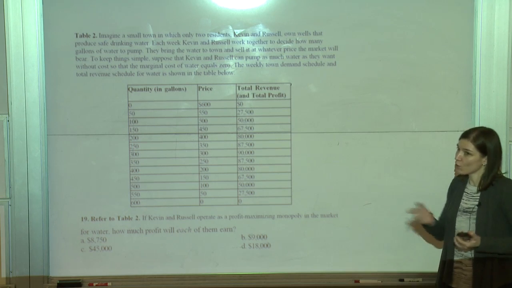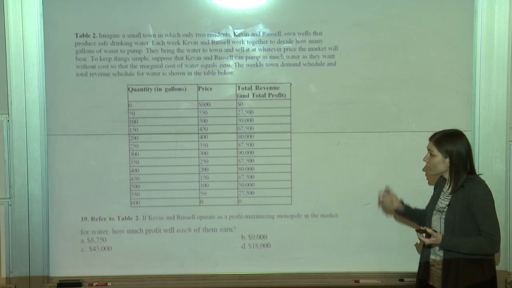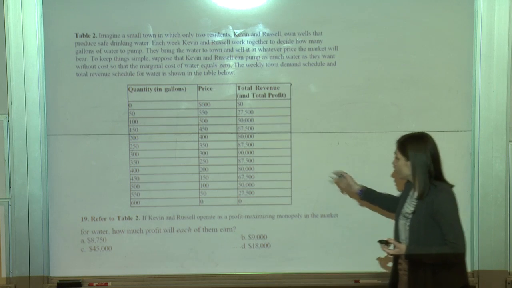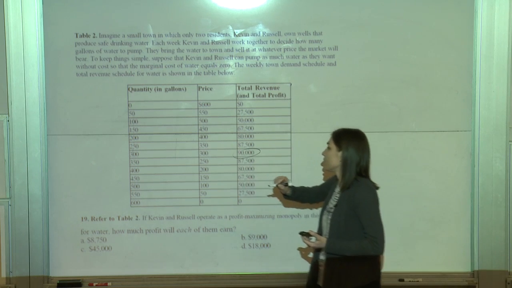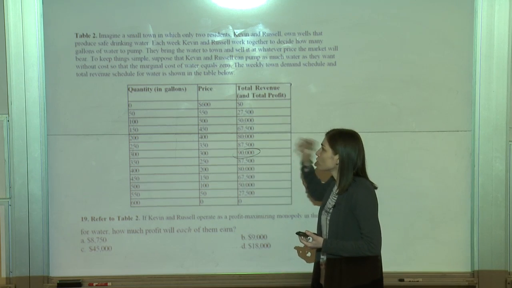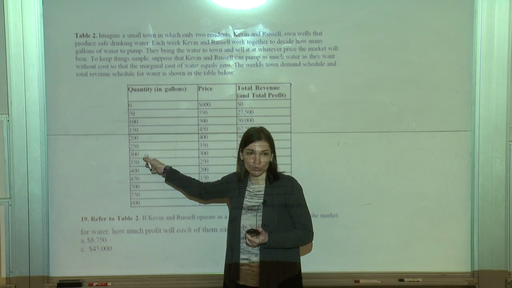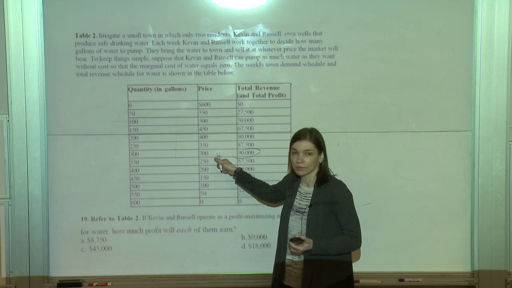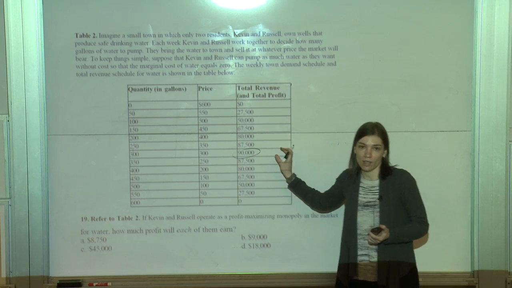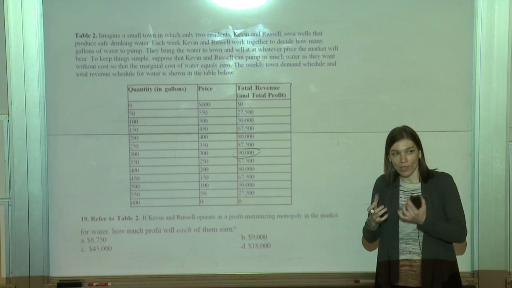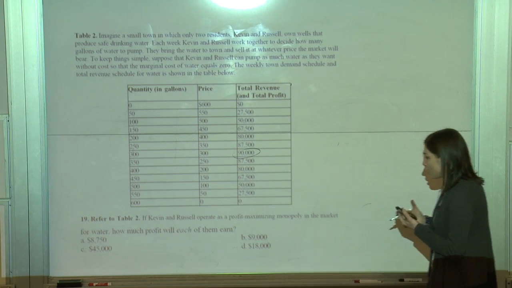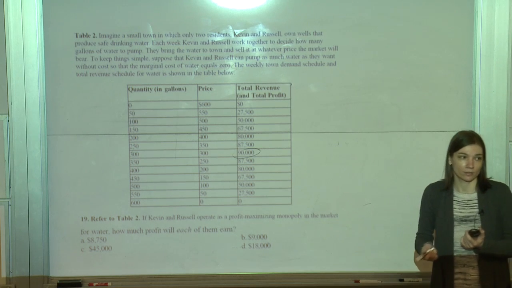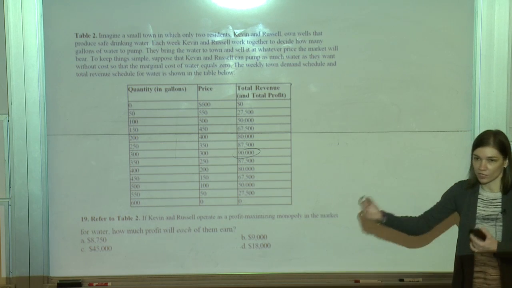Maximize profits. And we know that that's what the monopolist does. In this case, what is the maximum profit that they can achieve? 90,000. So they're only going to pump 300 units, the market price will be 300, and they'll get $90,000 together. But the question is, how much profit will each of them make? 45, because they're going to split it.